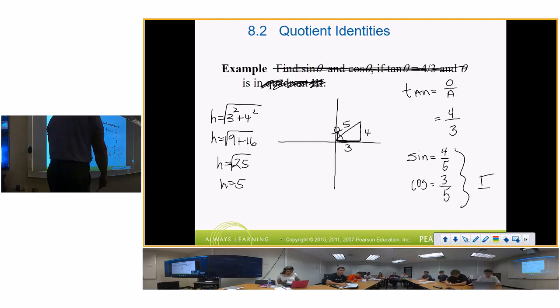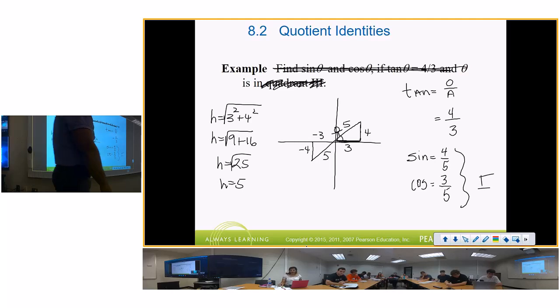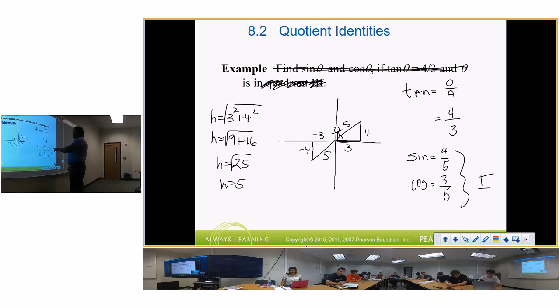Now you just have to say, okay, now I'm going to flip it. Instead of being down there, it's going to be where? Down here. And this is going to be negative what? This is going to be negative 4, and this is going to be negative 3, and this is going to be positive what? 5. And now you just put the signs in where you need to. So 4 over 5 is going to be negative 4 over 5. And this right here is going to be negative 3 over 5. So here, I did that.